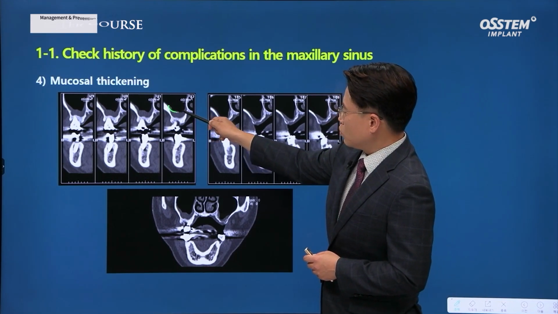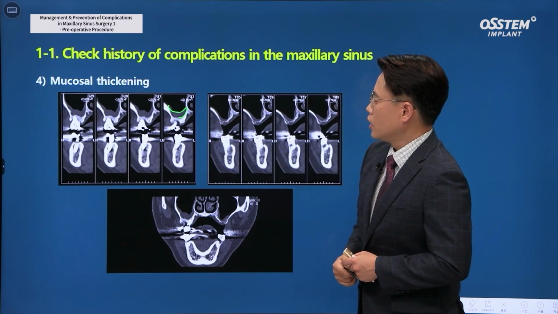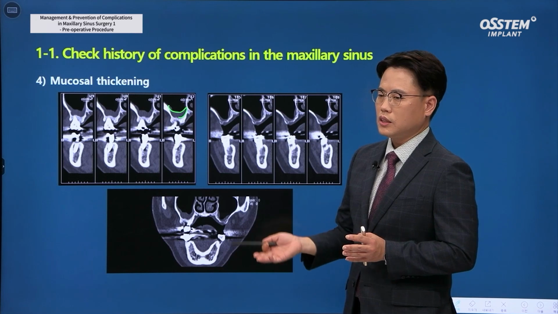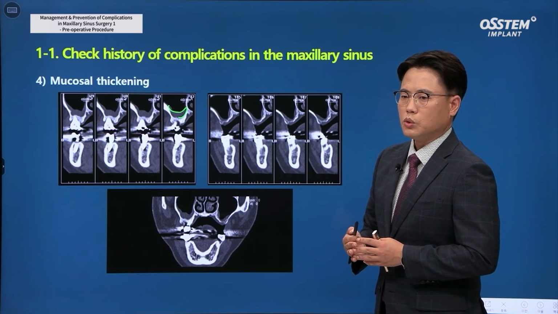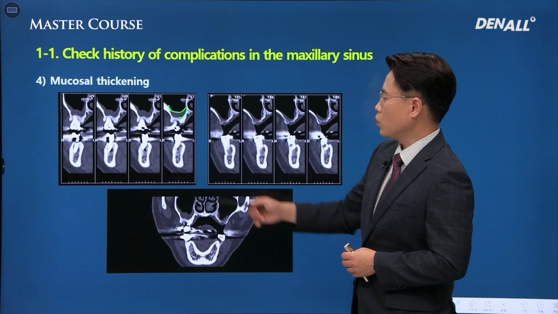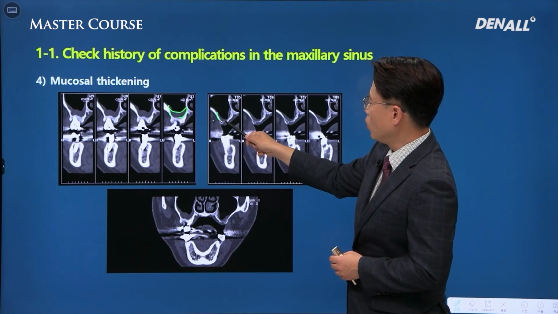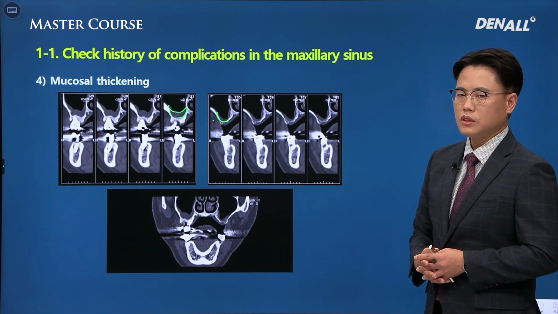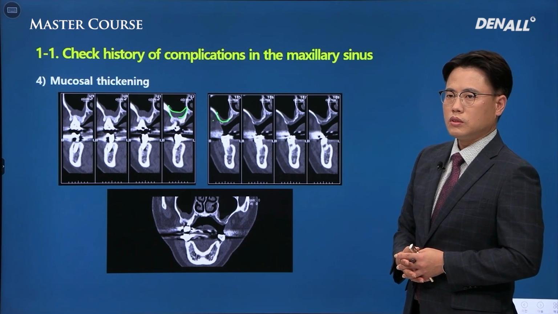Before surgery, you can see that mucosal thickening is here. Rather than just proceeding with the surgery, you may want to do extraction or do endodontic treatment in the problematic teeth before proceeding with surgery. Addressing inflammation before surgery would be more beneficial based on my experience.